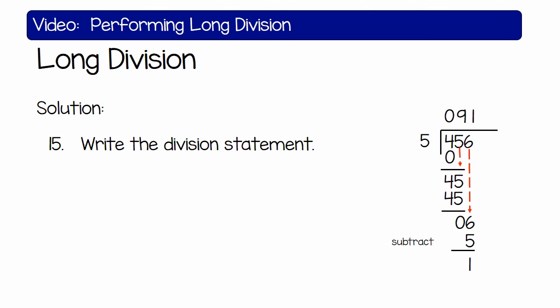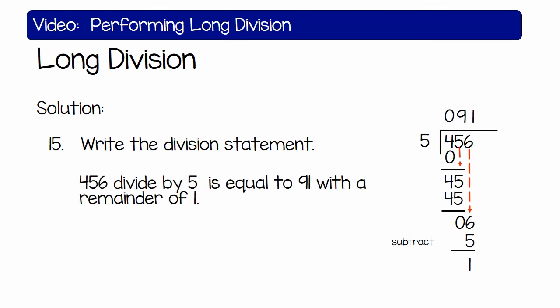Now, write the division statement to show our long division. 456 divided by 5 is equal to 91 with a remainder of 1. This could be written 456 divided by 5 equals 91 remainder 1. And you have successfully completed long division.